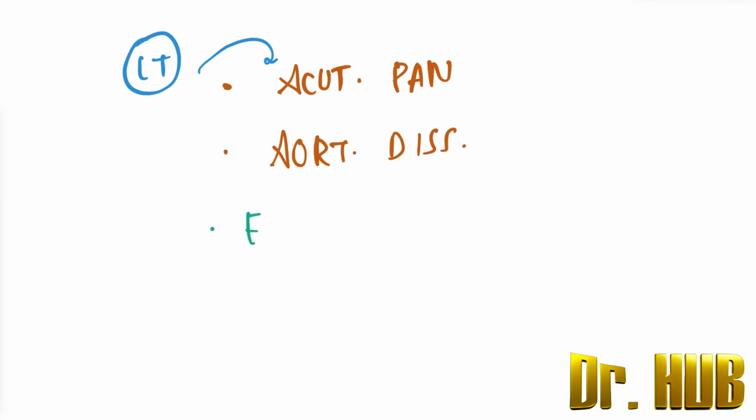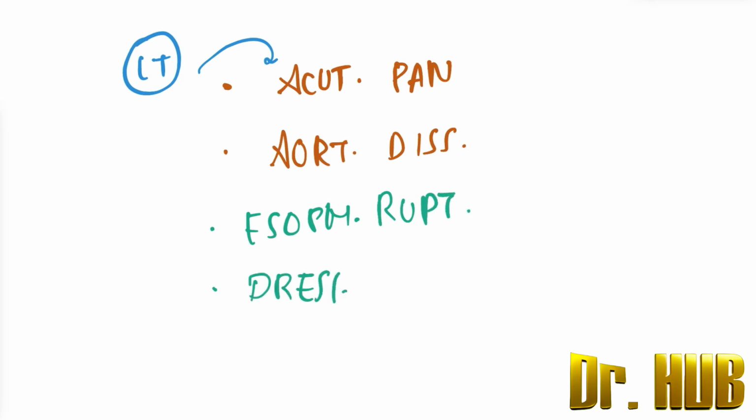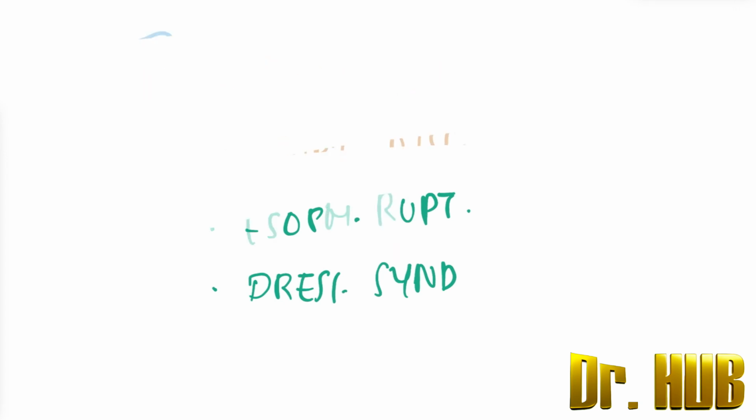And there is an esophageal rupture as well as the presence of Dressler syndrome. So there's acute pancreatitis, there's aortic dissection, there's esophageal rupture, as well as the presence of Dressler syndrome.